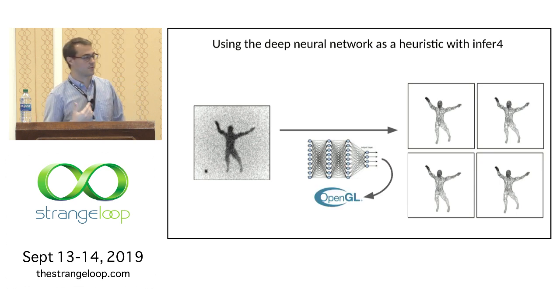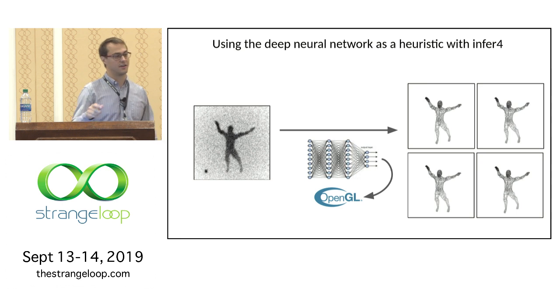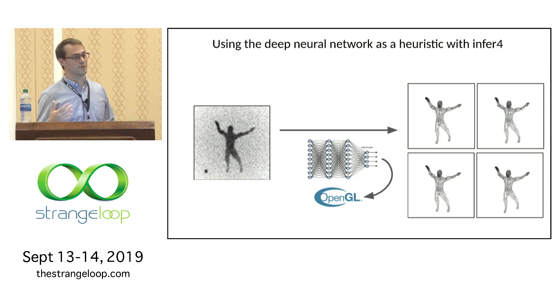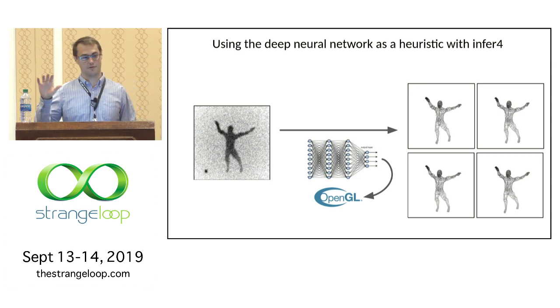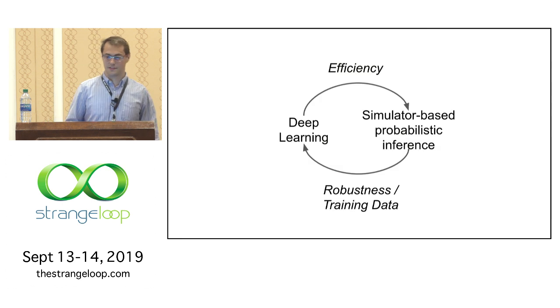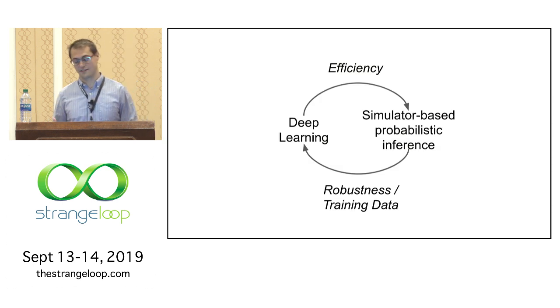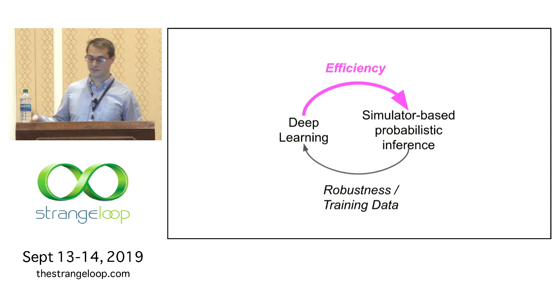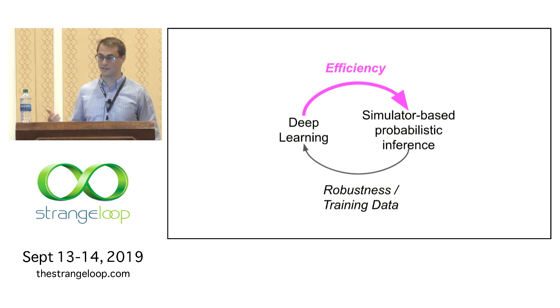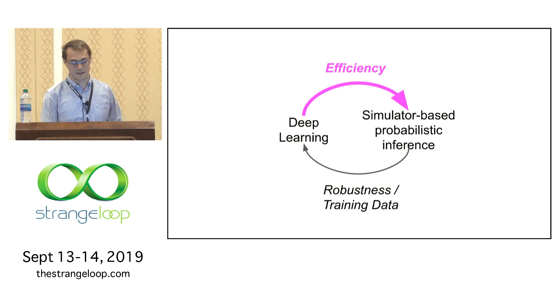And the way that works is we're actually rendering each of these poses proposed by the neural network through OpenGL and checking whether the resulting data actually matches the observed data. So this is one example of how deep learning and the simulator approach to inference are complementary. So I just gave the perspective from simulator-based inference, where we're using deep learning to make it more efficient by amortizing the cost of training the deep neural network across many problem instances or many inference problems.